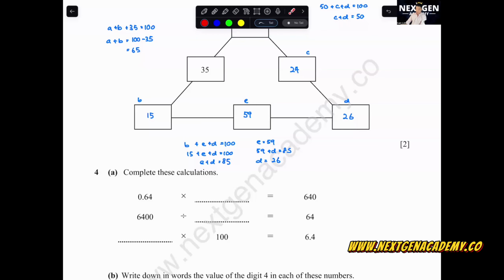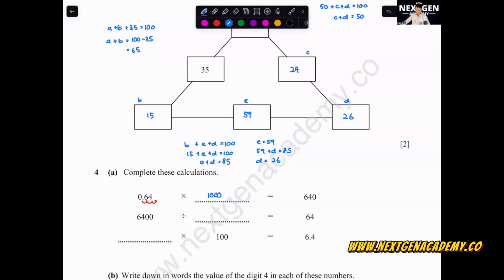Okay, let's go to question number 4. Complete these calculations. 0.64 times what will be 640? 100. Are you all sure? 1000. You've got to move your decimal place to the right 3 times, right? So here, 1, 2, 3. 1000. Not 100. Be careful.